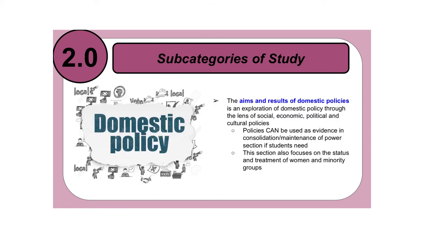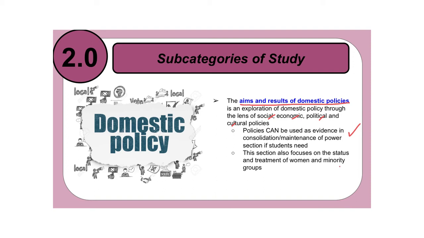And lastly, our third subcategory of study is the aims and results of domestic policies. This is an exploration of domestic policy through the lens of social, economic, political, and cultural policies. So we're going to look at Adolf Hitler. I'm going to look at some of the social, economic, political, and cultural policies that he established under his regime, and then you're going to do the same thing with the leader of your choice. Now, policies can be used as evidence in consolidation and maintenance of power if you need it.